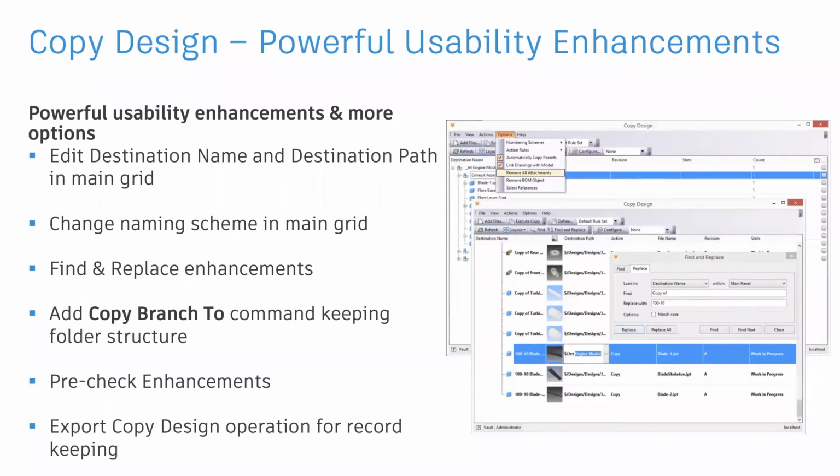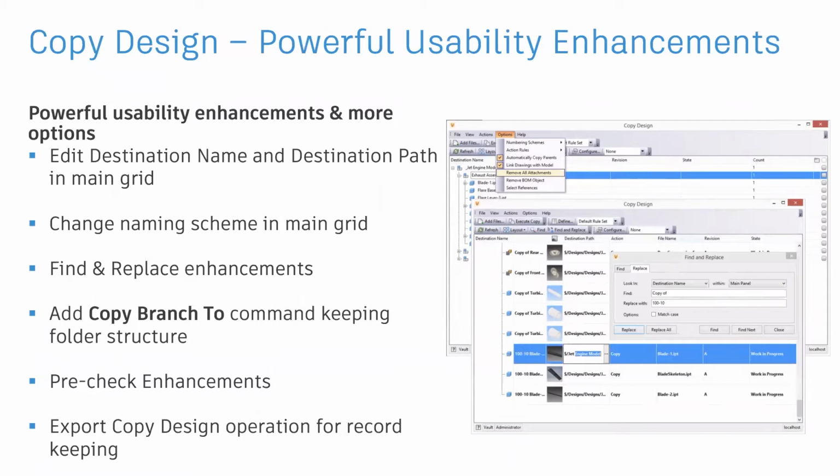Much like you probably see in Excel as an example. We've also added an ability to do a copy branch to command, which basically, if you're taking a subfolder and the files within that folder structure, and you want to copy that to a new destination but keep the folder structure, the copy branch to command will do that for you.